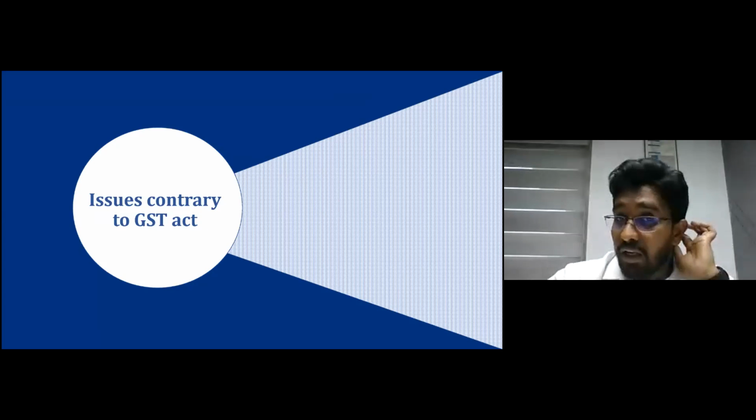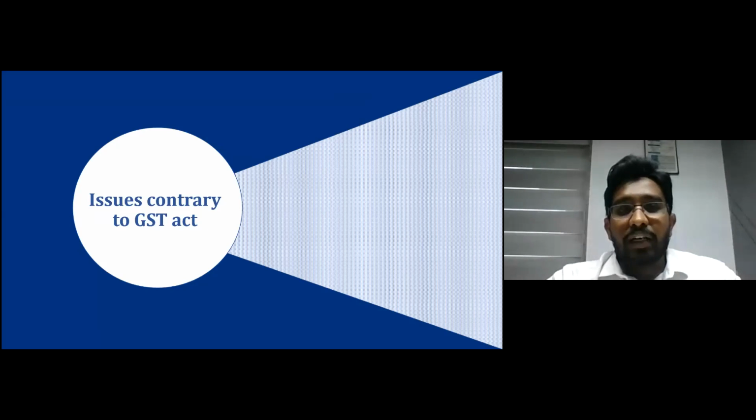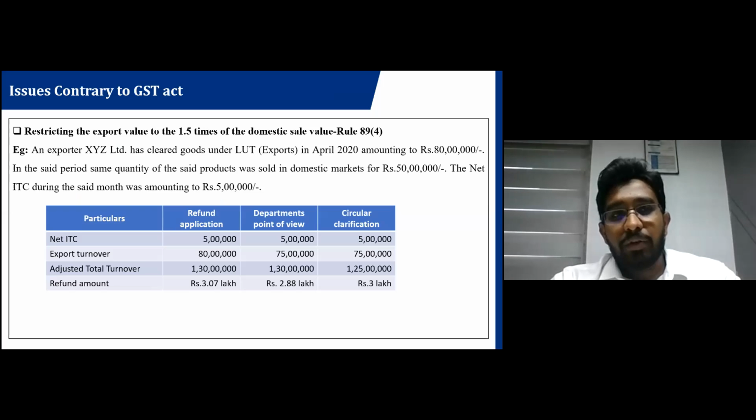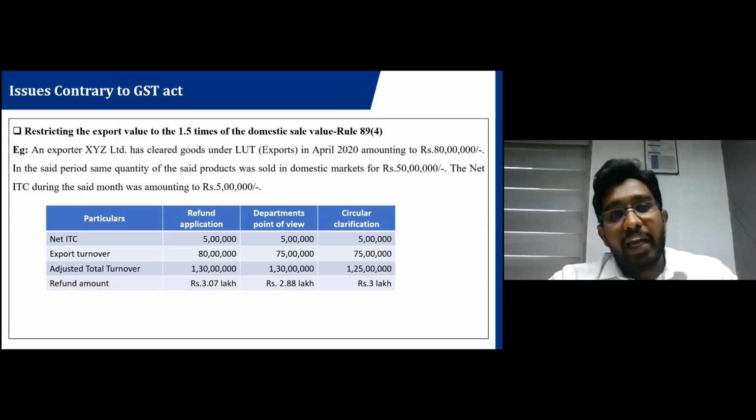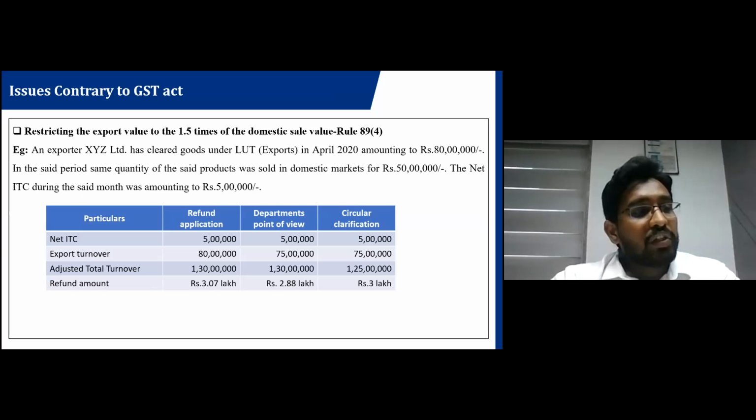Next, issues contrary to GST Act. That means the circular has issued guidelines which are contrary to the statutory provisions. The rules and circulars should be framed in line with the statute. It is just to implement the law. It can't go against the statute. So a few of the rules and circulars go against the statute. I have mentioned a few of those issues.